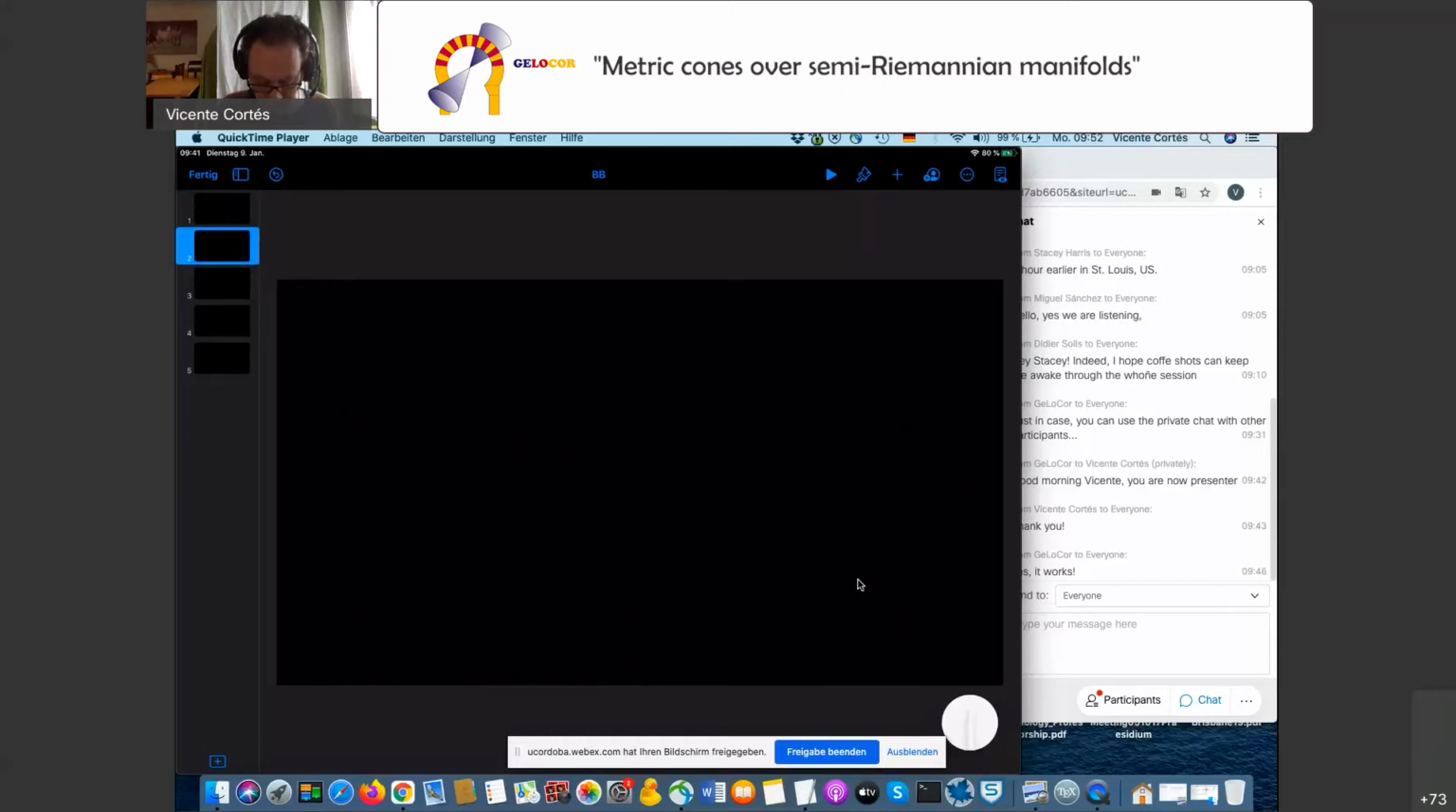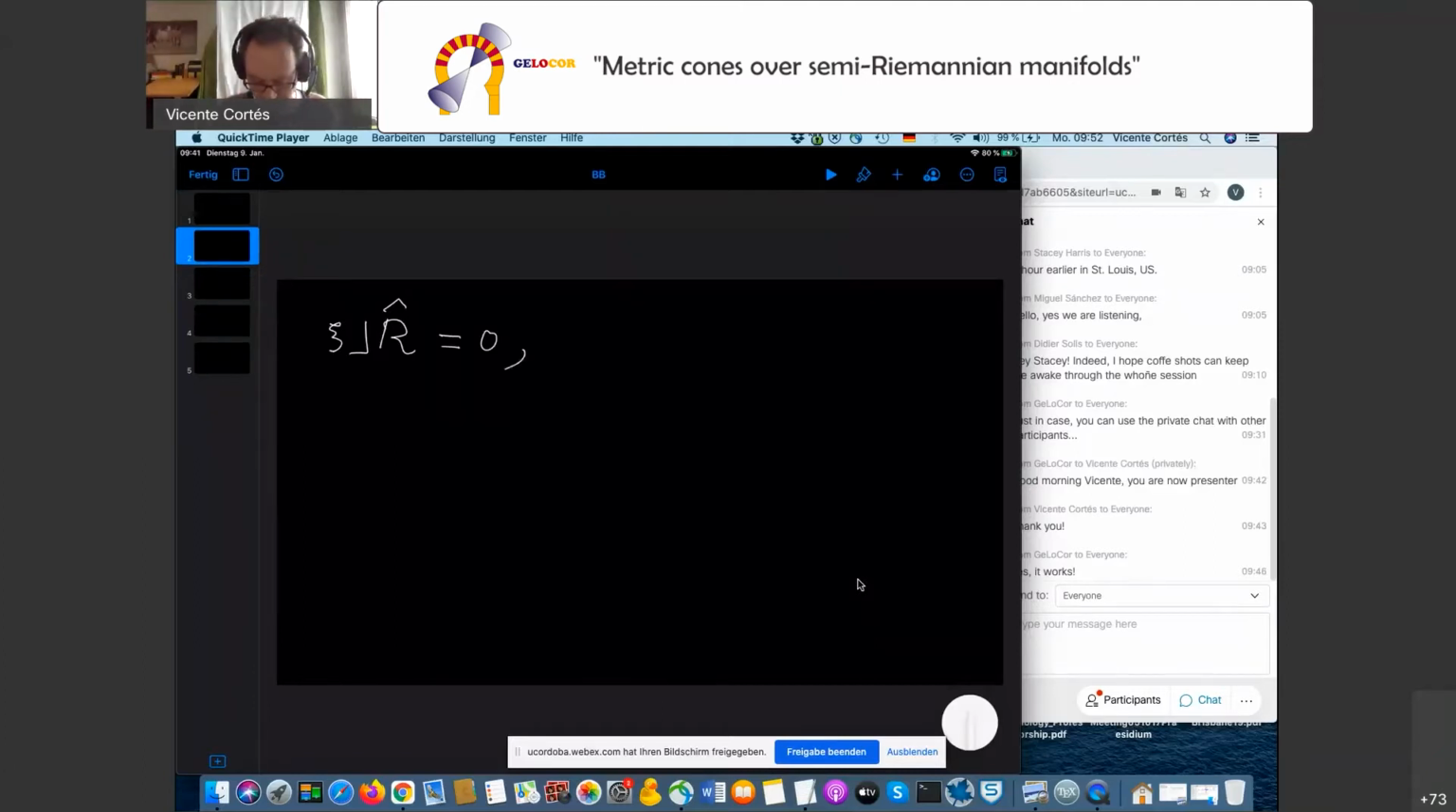So for instance, if we denote the curvature of the cone by R hat, then we know that whenever you plug in the vector field psi, the Euler field, into R hat, you get 0. This can be easily checked. And for vector fields on the base manifold, the curvature of the cone is related to the curvature of the base manifold by a rather simple formula.